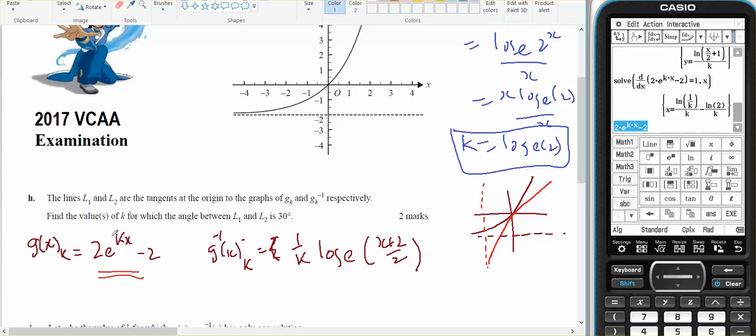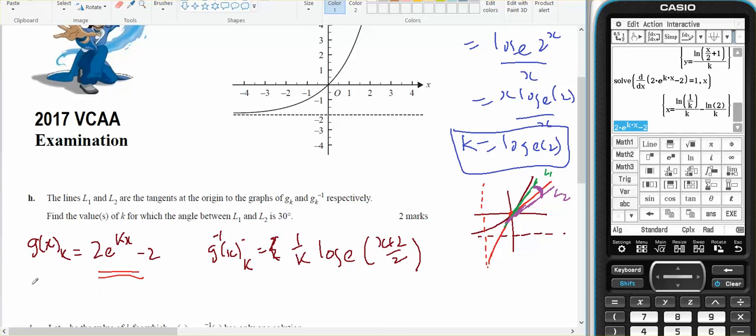It's the family of curves. As k changes, it changes, and it's inverse. They both go through the origin (0, 0). So the lines L1 and L2 are the tangents to the curves at that particular point. So what we have then is L1, which is the tangent to one of them, and L2, which is the tangent to the other one, and I want the angle between them to be 30 degrees.